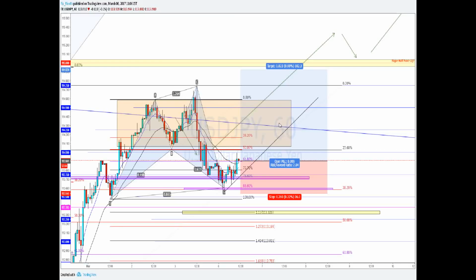Now, this is, I believe, a shark pattern. Yeah, it's a shark because it broke the high right here. Let me pull out my tool. I thought this was going to be a bat pattern, but it broke the high, so it's probably a shark. So the 886 is going to be our D point, right? I'm looking to buy off of this D point, off this harmonic pattern.